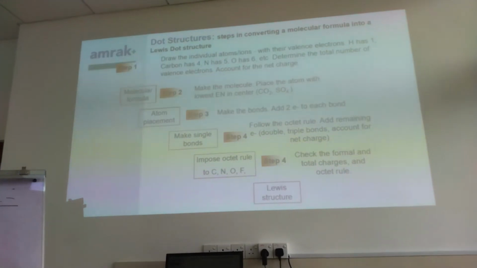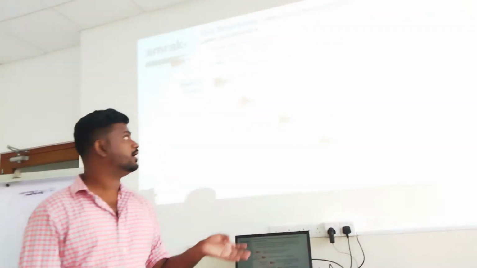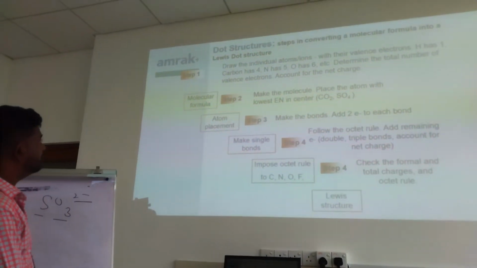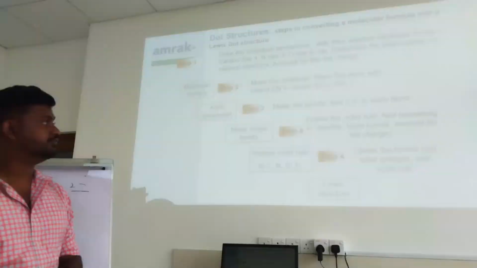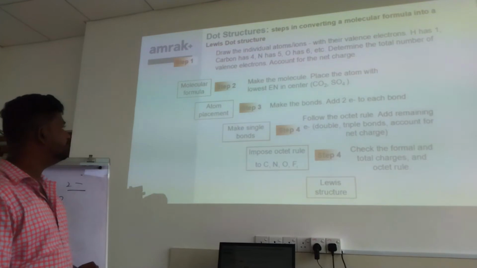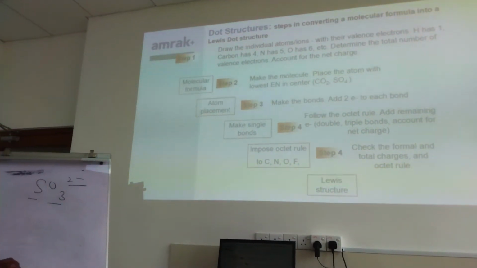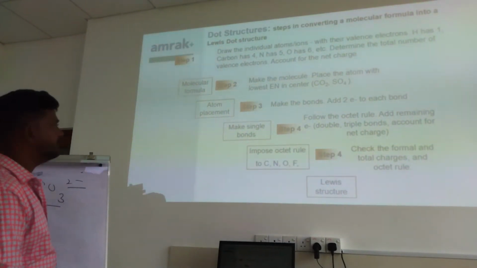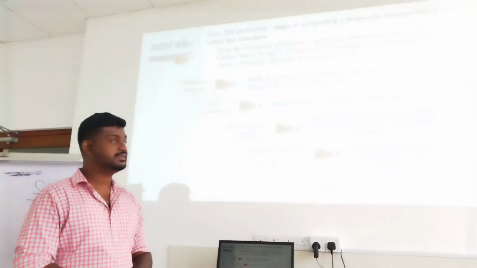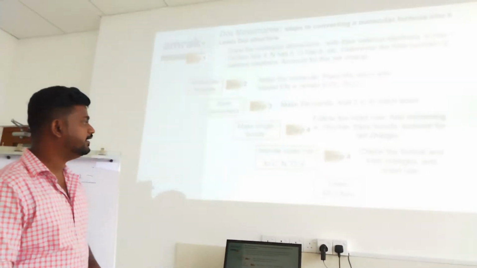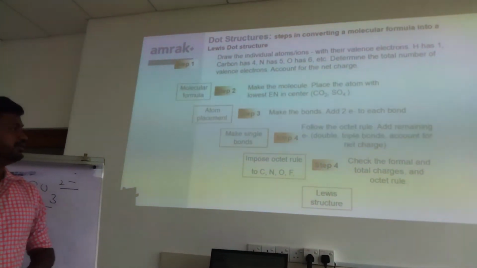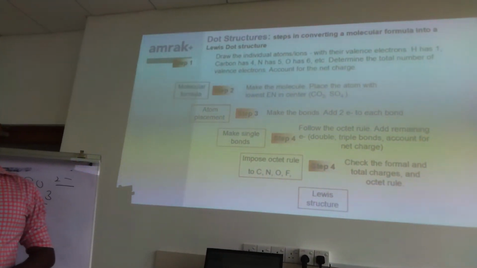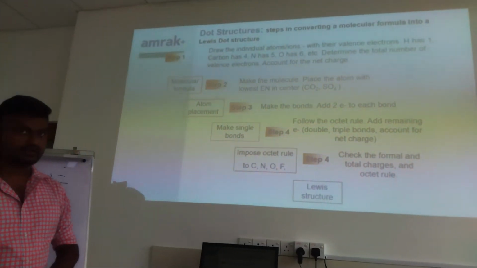Okay. Now in summary, what are the rules you have to follow? First, you have to write the molecular formula of a given compound, and then you have to draw the atom placement, and then you have to do the single bonds. Then you have to impose the octet rule. Finally, you can come up with the Lewis dot diagram.